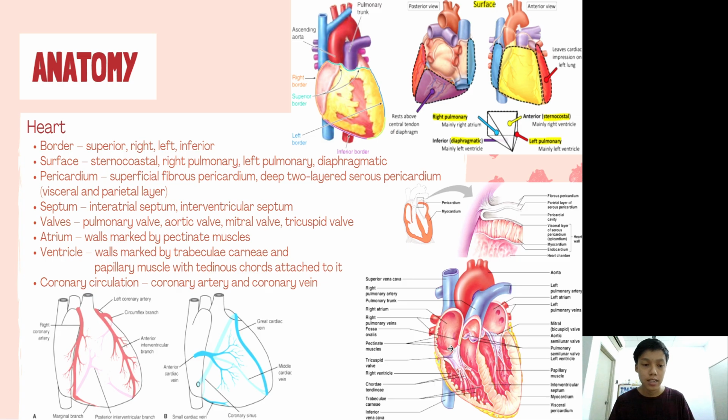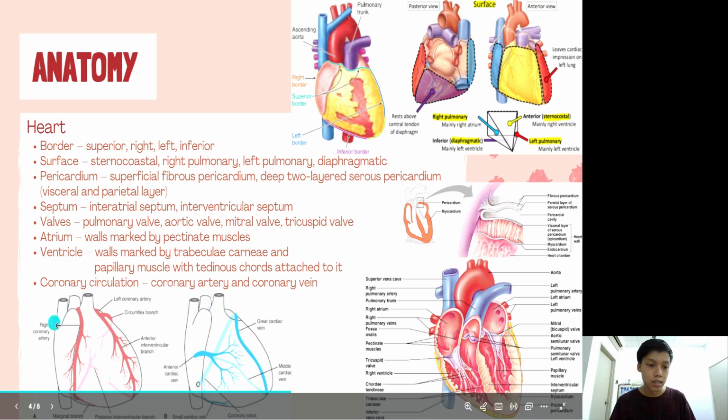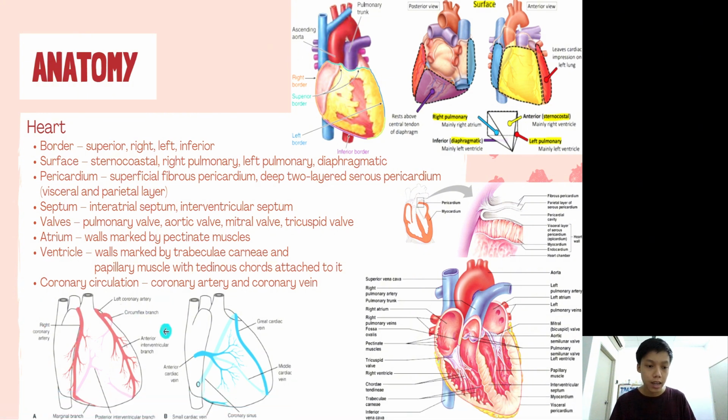Now the coronary circulation is the blood supply for the heart itself. We have the coronary artery and coronary vein. And here we can look at some examples. The important ones are the right coronary artery and the left coronary artery, and it will branch into the circumflex branch and the anterior interventricular branch. And then behind there's also a posterior interventricular branch.